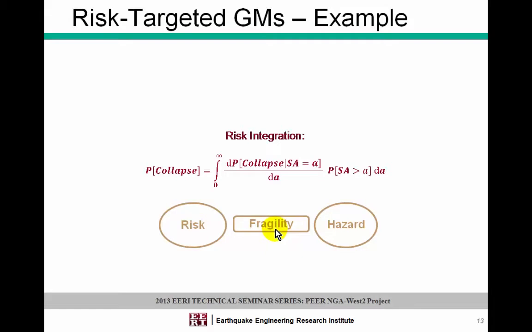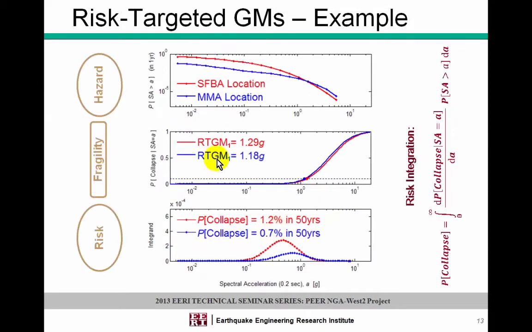Okay, so we have the components. We also have our risk target, the 1% in 50-year probability of collapse, the risk integral that we're using. Here I'm just showing the hazard curves, the hazard part of the risk integral, for the two locations. These are the same as we saw two slides ago. And then these are the fragility curves, the same ones from the previous slide, for our first iteration, where we're assuming we would design to pretty similar levels in San Francisco versus Memphis.